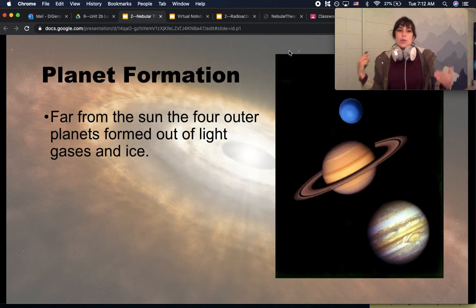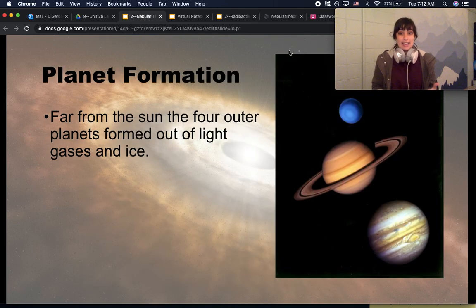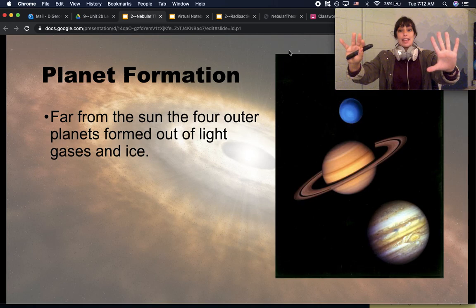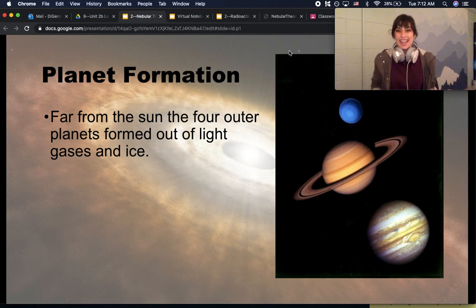So that explains why very far from the sun, there are 4 outer planets, and they're made of 2 things, light gases and ice. That makes sense because solar wind blew light gases far away from the sun. And the further away you get from the sun, the colder and colder our solar system is. Any ice that was on the inside of our protoplanetary disk would have been melted by the sun, which is why we don't have any icy planets in the center of our solar system.